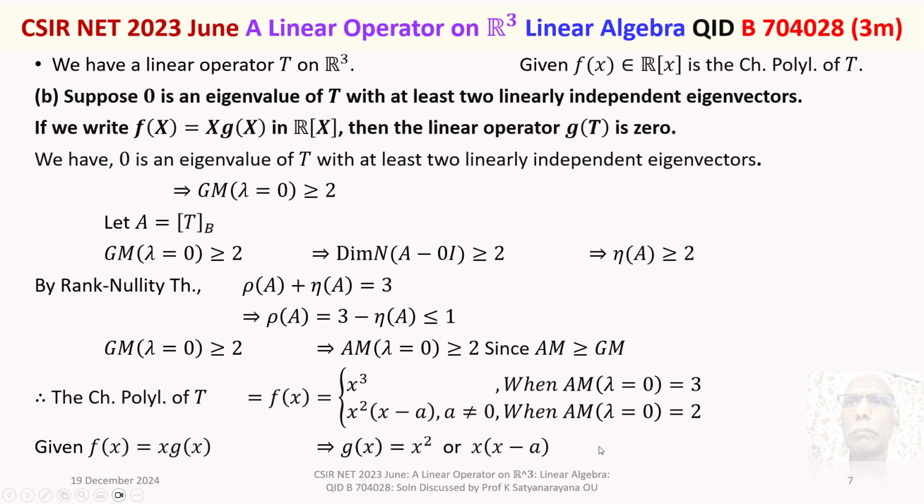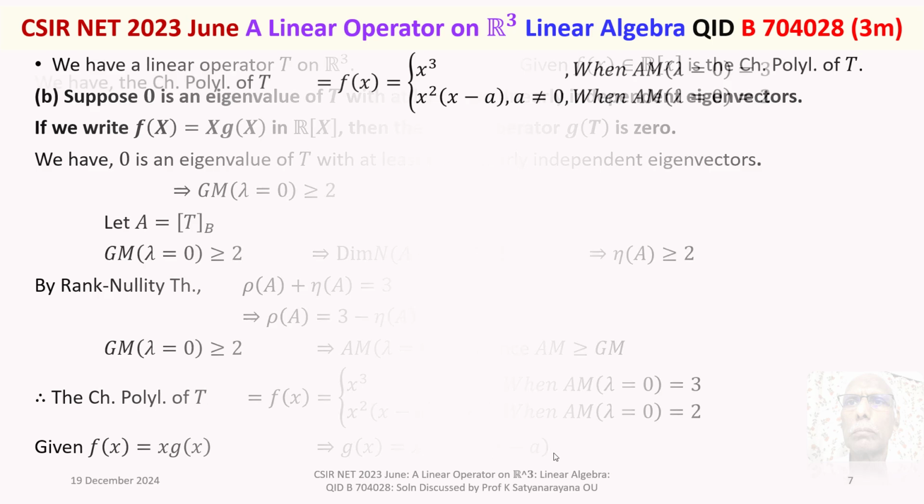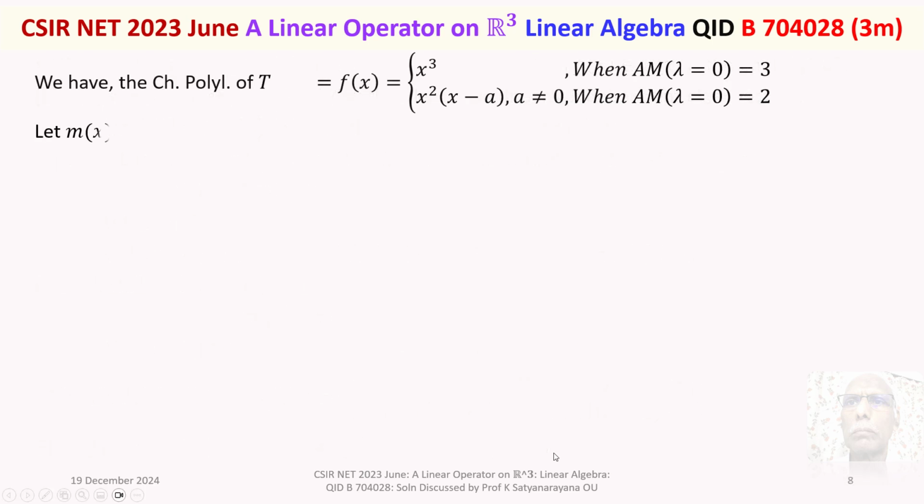That we will discuss in the next slide. Right, we have the characteristic polynomial there. Let m of x be the minimal polynomial of A. Here, whether we talk about the linear operator T or the matrix A, it matters the same.